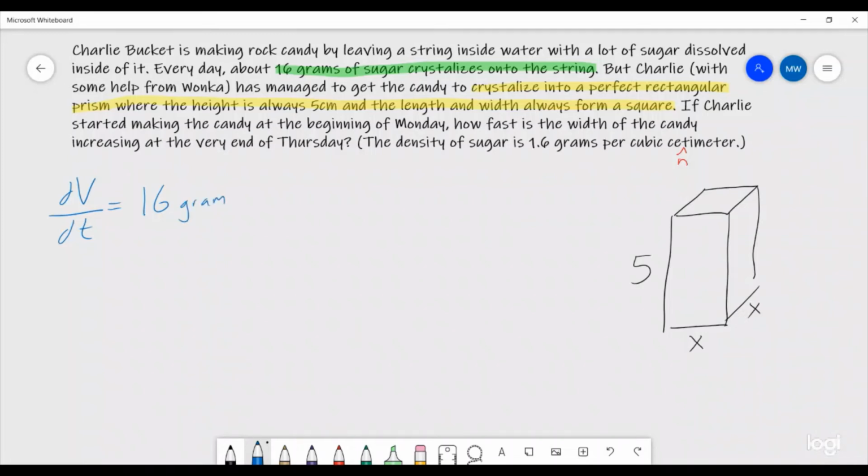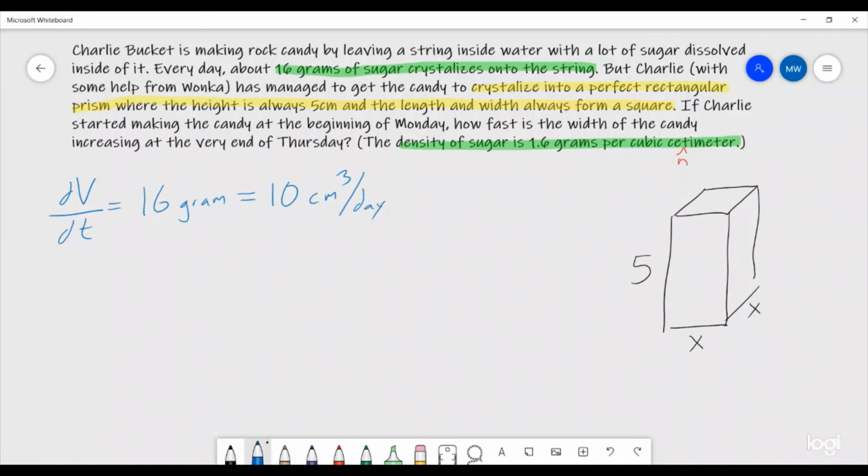Are grams a unit of volume? No, grams are a unit of mass, so we need to figure out what the volume is. Well, that's what this density piece down here at the end is telling us. The density is 1.6 grams per cubic centimeter, so the change in volume is 1.6 grams divided by 1.6 grams per cubic centimeter, which gives us 10 cubic centimeters. So that's how fast it is changing. It's 10 cubic centimeters per day.